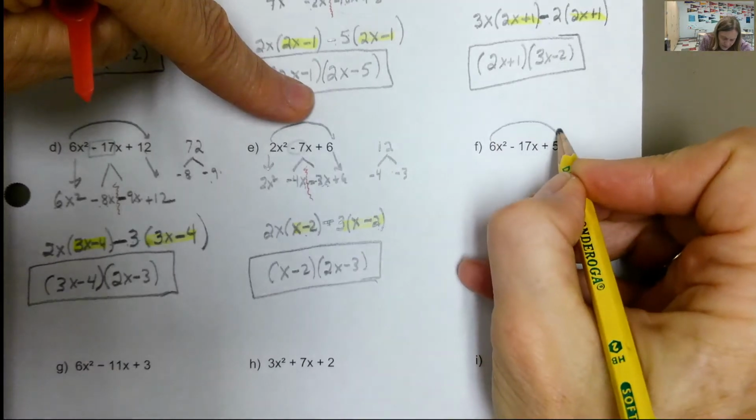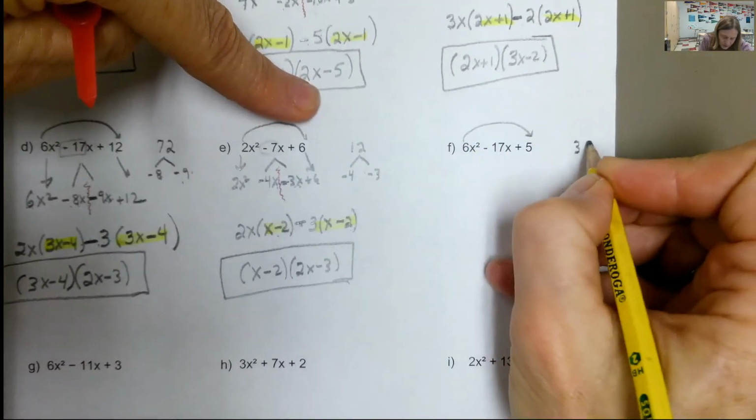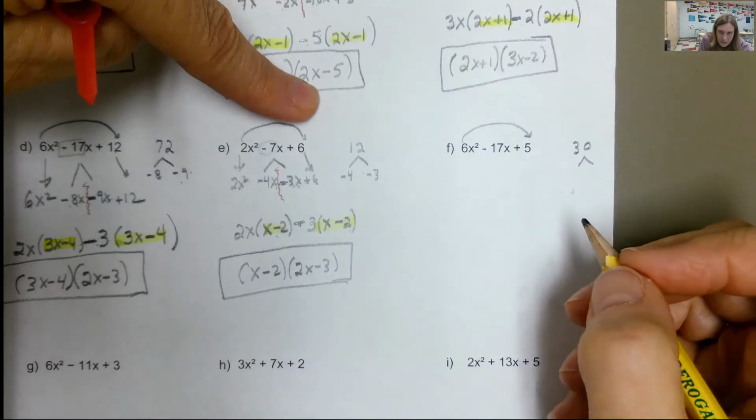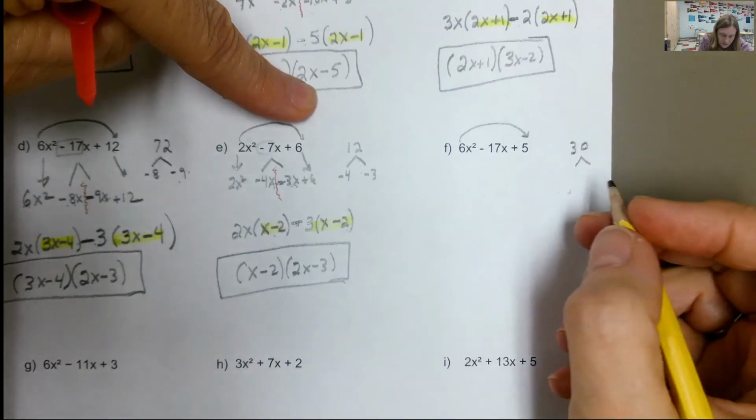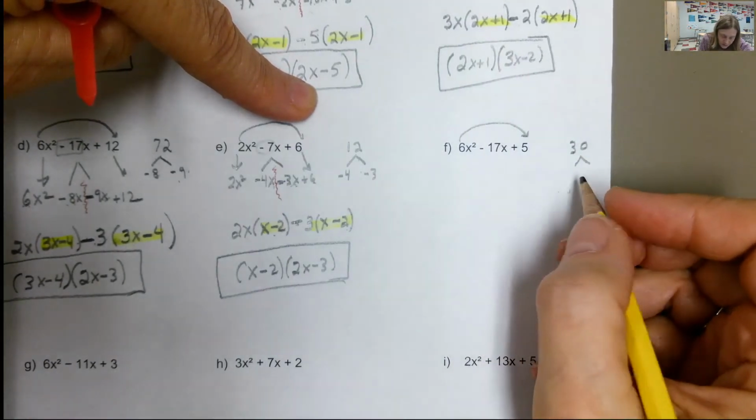Six times 5 is 30. And I encourage you to try this one on your own. Try the rest of these on your own. See if you can do these. And then turn on the video and see if you get them right.